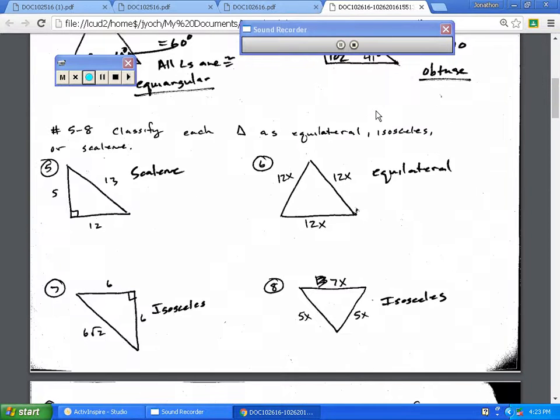5 through 8 shouldn't be that bad either, guys. If every single side is different, like 5, it's scalene. If every single side is the same, like 6, it's equilateral. If two sides are equal, it is isosceles, for 7 and 8.